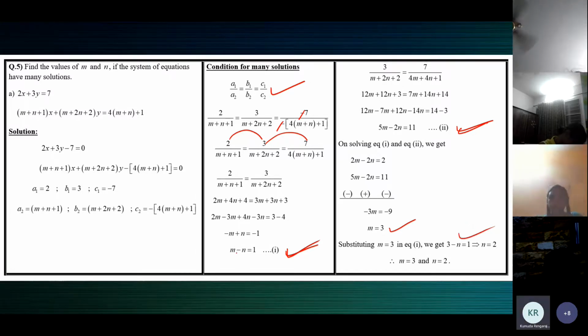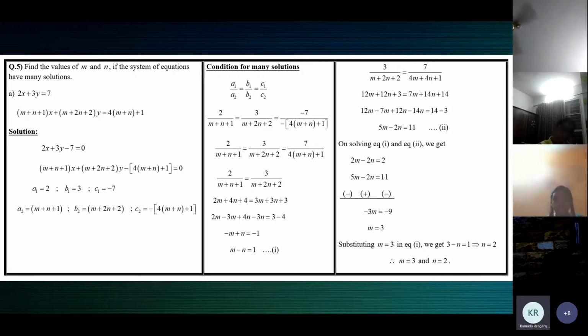And to solve, I've multiplied. See here, equation 1 is 2m minus 2n is equal to 2. I've multiplied that equation by 2 throughout. Yes, take down this answer.